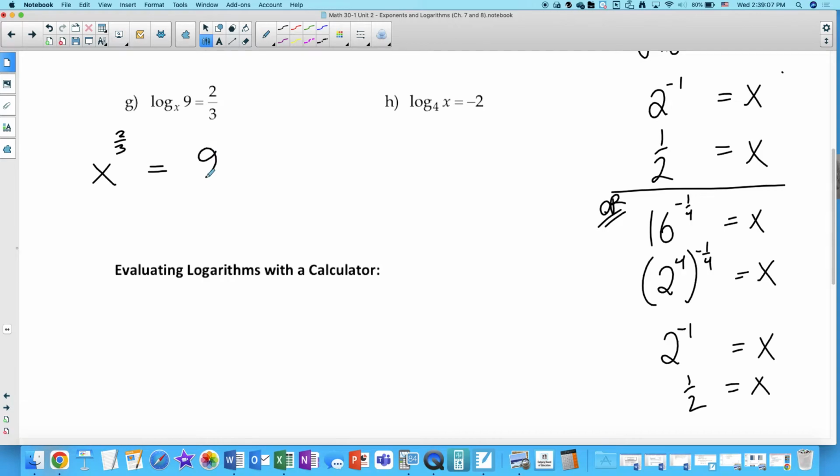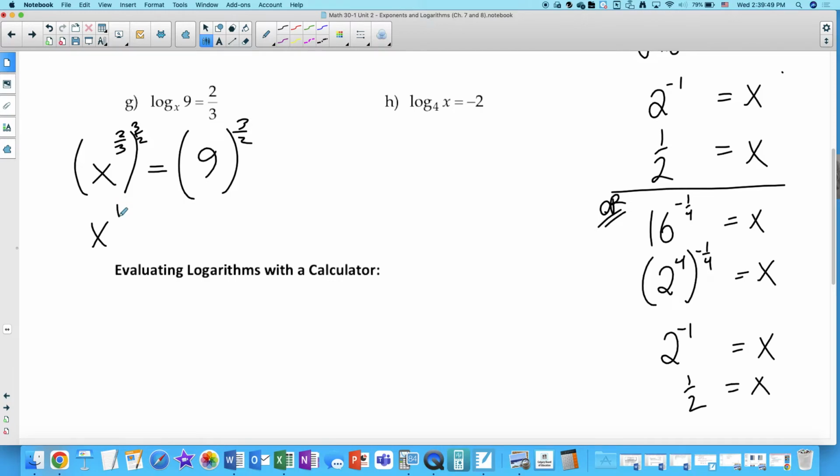Okay, now I want to isolate x. If I isolate x, I have x to the 1. This is now x to the 2/3. What exponent could I raise this by to make, when I multiply them together, the product equal 1? 3/2. So that's what I'm going to do on both sides. Okay, now this side becomes x to the 1, because 6/6 is 1.